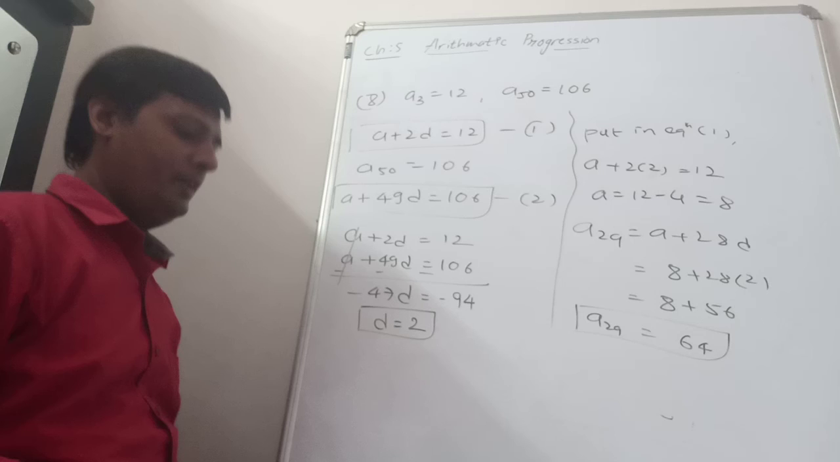This is also an MCQ type question. Now the 11th question: which term of the AP 3, 15, 27, 39 will be 132 more than its 54th term? Again, this is a very good sum. Let the required term be AK. So the sequence is 3, 15, 27, 39. A is equal to 3 and the common difference, second term minus first term, is 12. Our required term AK is 132 more than the 54th term.